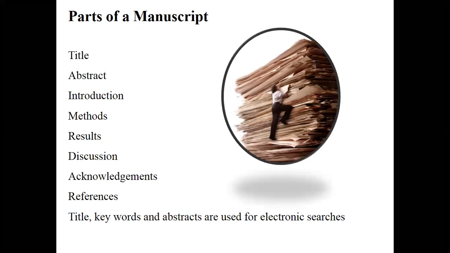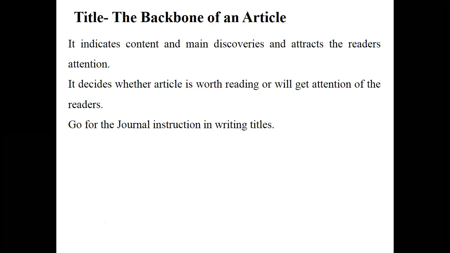So what are the different parts of a manuscript? First you have title, abstract, introduction, methods, results, discussion, acknowledgement, references. And sometimes we have title and keywords in some types. So the title is the main focus.